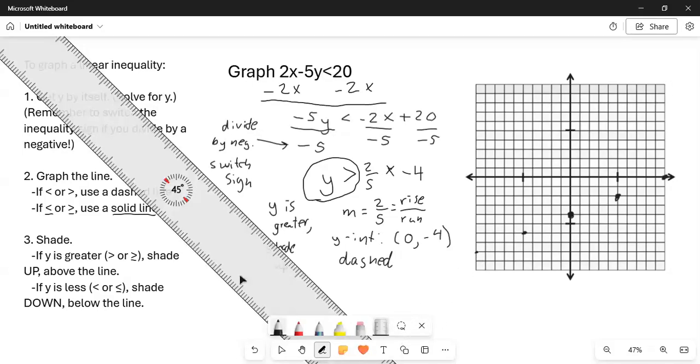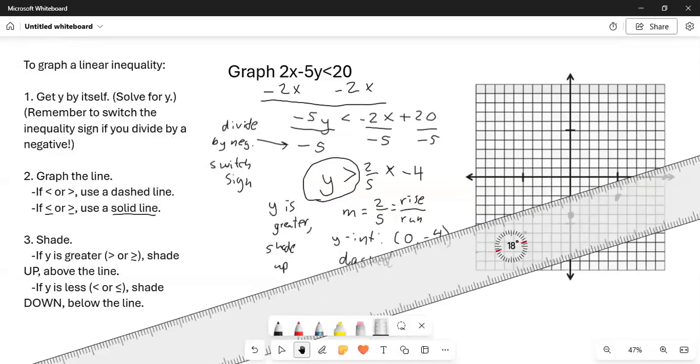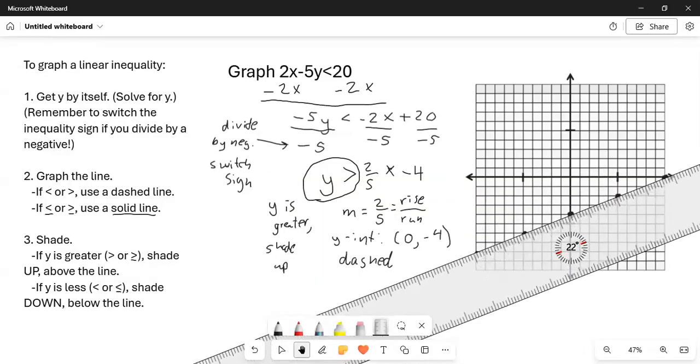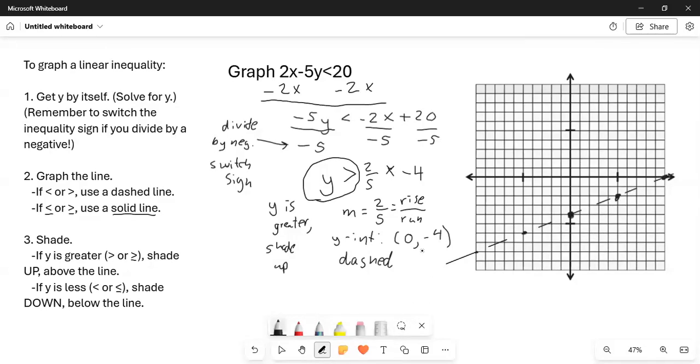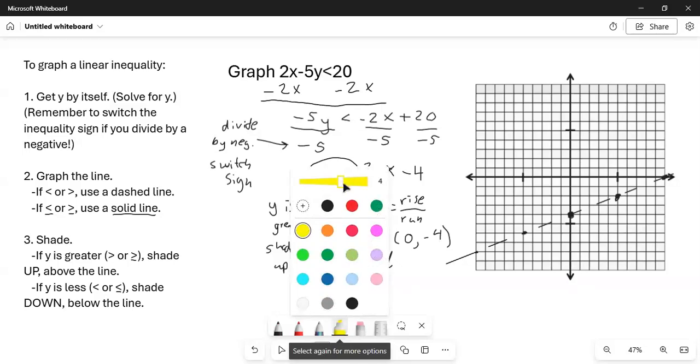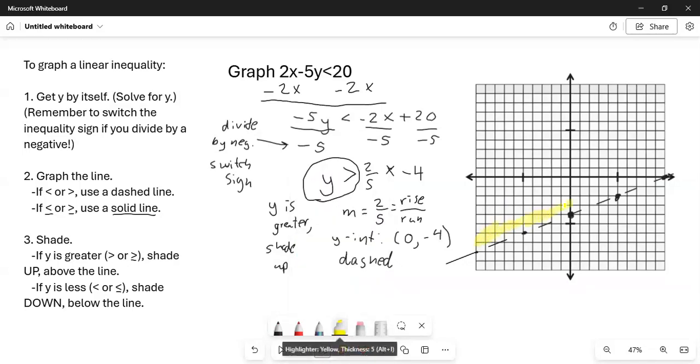You are going to connect those points with a ruler, and then connect them with a dashed line. So we connected our points with the dashed line, and now, since y is greater, we are going to shade up above the line. So I want to shade up above the line. And there you graphed your inequality.